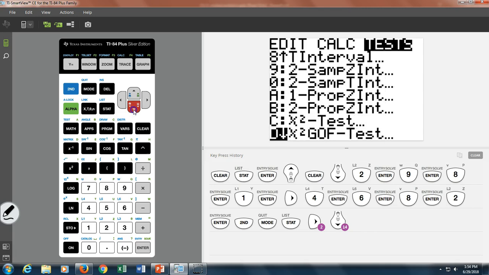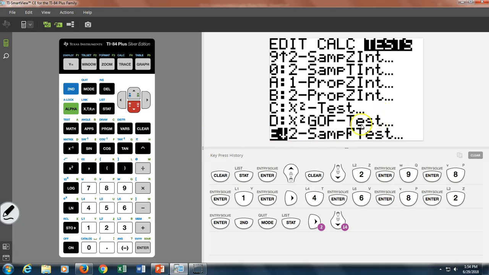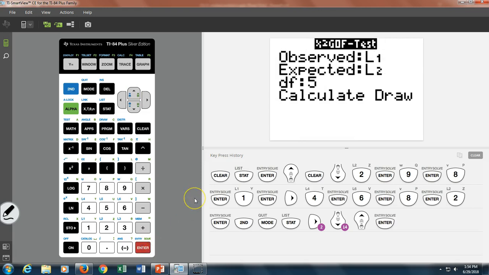You're going to see that there are 2 chi-squared tests, but the second one listed under row D here, GOF, stands for goodness of fit. So the chi-squared goodness of fit test is the one that we will want to select. And look how easy it is to do. You just enter your 2 lists, your degrees of freedom.